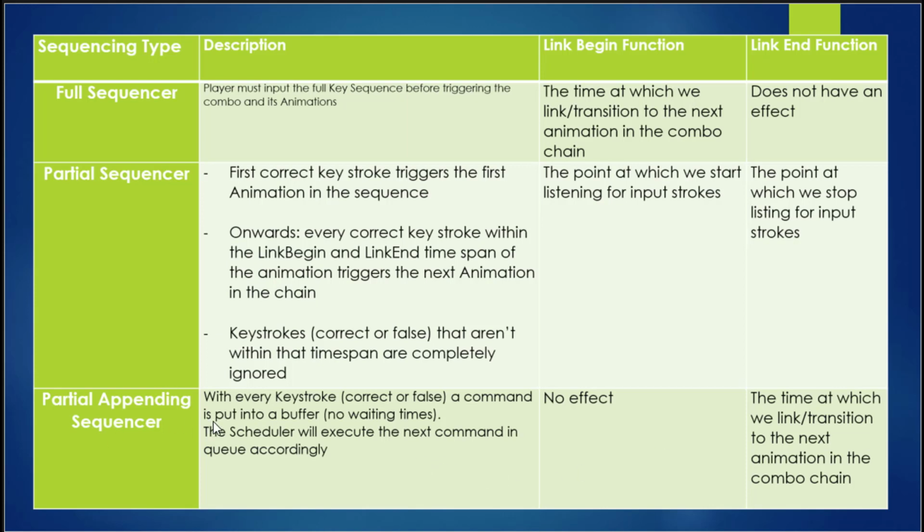Now, partial appending sequencer is where it gets interesting. So, with every keystroke, correct or false, a command is put into a buffer. The scheduler will execute the next command in the queue accordingly.